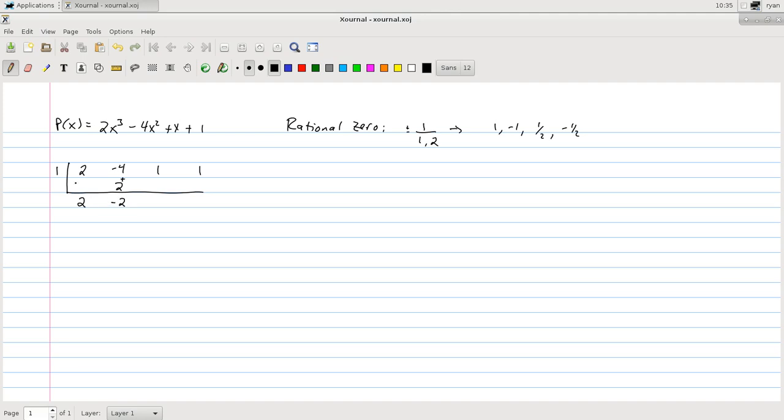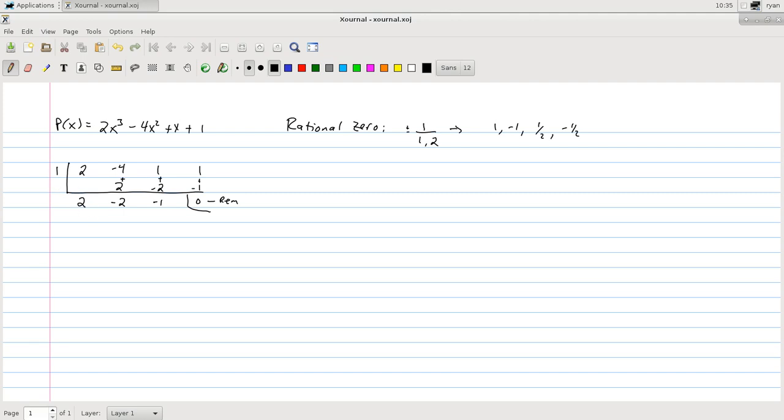Then we multiply these. 1 times negative 2 is negative 2. Add them together, we've got negative 1. Multiply again, so 1 times negative 1 is negative 1. We add these together, we get 0. That's good. The fact that we have a remainder of 0 says that x equals 1 works, it divides in evenly.